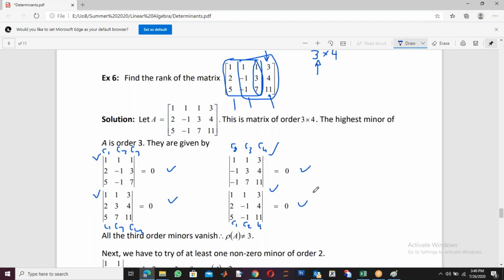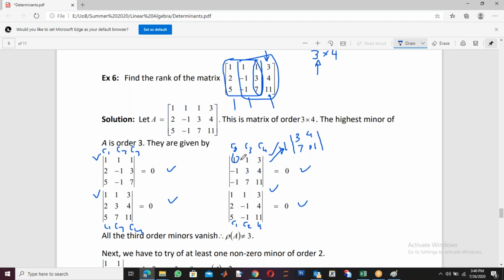Okay, so let me do one for you. Let me calculate this, how I got 0. We start with this one, right? We write 1, and then we remove this row and this column. We remove this row. So I got 3, 4, 7, 11. This is the minor.